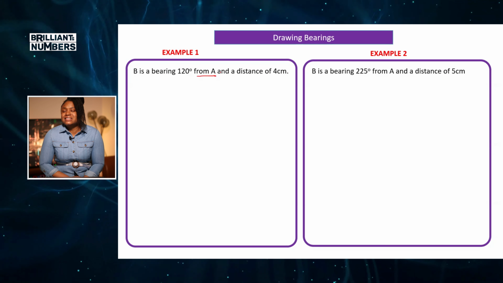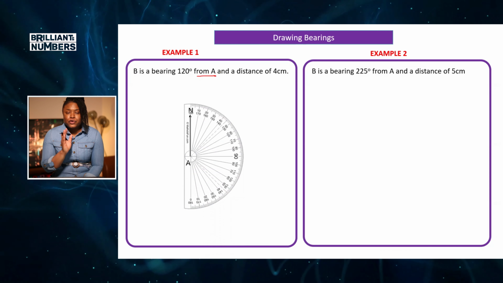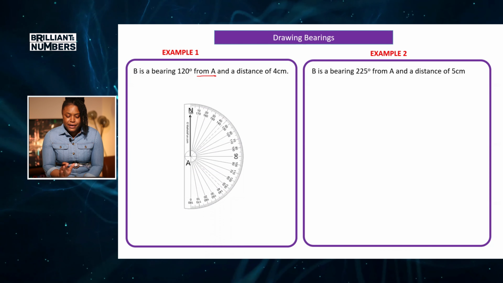Now this is where both protractor and ruler come into place, and of course our sharp pencil. So again, we go back through the question. We're told B is a bearing 120 from A. So my reference point, starting point, is the point A. So I go ahead and I put my point A in and my north line. I know my direction is clockwise, so I get my protractor. I put the center of my protractor at the point A, baseline on the north line, and observe my scale. I am using the outer scale. I go ahead and I mark 120 degrees off.